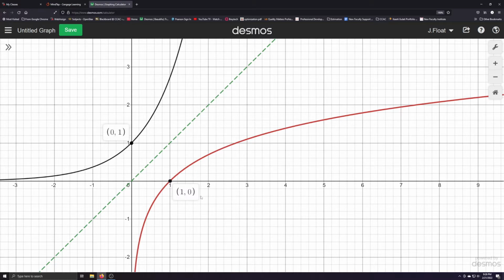So therefore, whenever you have inverses and you graph them, you will always have mirror images about the y equals x line. And that's, like I said, super important about this. Okay?